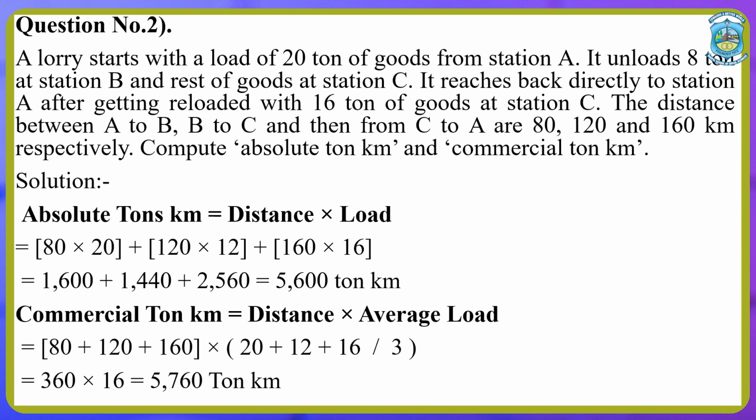A lorry starts with a load of 20 tons of goods from station A. It unloads 8 tons at station B and the rest of the goods at station C. It returns directly to station A after getting reloaded with 20 tons of goods at station C. The distance from A to B is 80 kilometers, B to C is 120 kilometers, and C to A is 160 kilometers. Compute absolute ton kilometers and commercial ton kilometers.